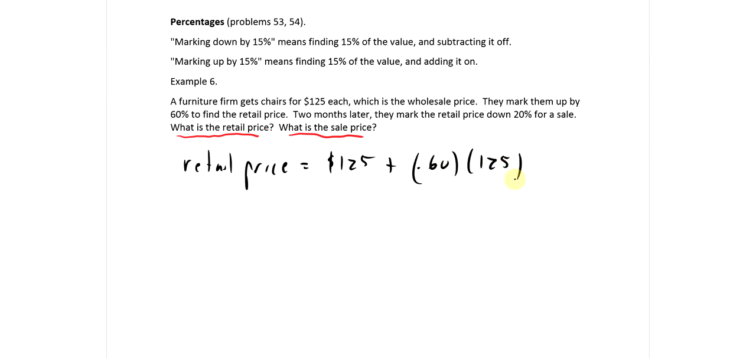So they actually don't need any letters here, right? So this is what they bought it for. This is the 60% markup. So when you get a 60% markup, you multiply by 0.6. And 60% of $125 is $75. So it's $200. They sell it for $200. Right? And so they're getting $75 profit on it.